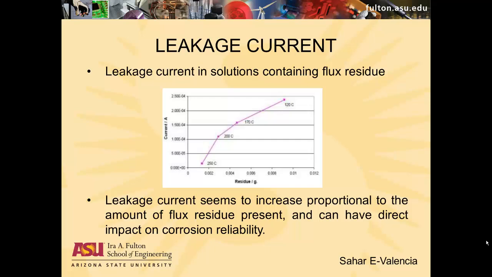Leakage current is another consequence of the flux residues. This graph shows the leakage current value versus the amount of flux residue on the circuit board. As we can see, the leakage current increases proportional to the amount of flux residue. Also, it shows that the amount of flux residue decreases by increasing the process temperature.